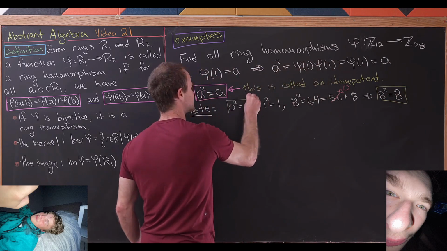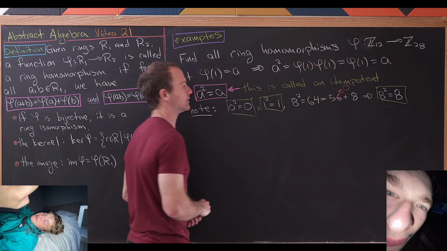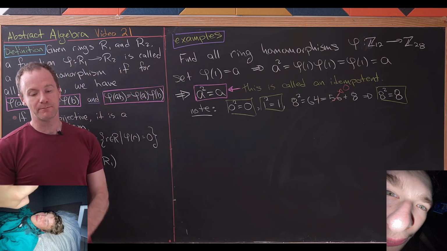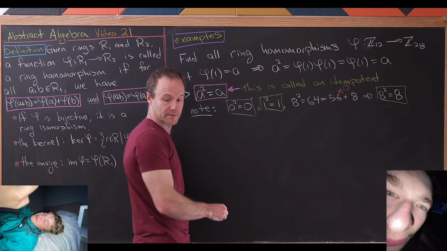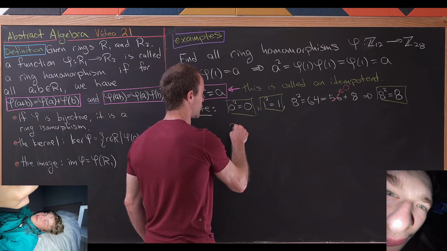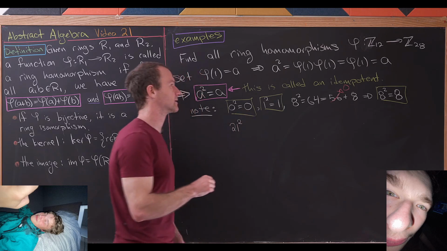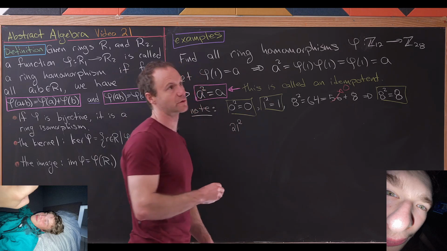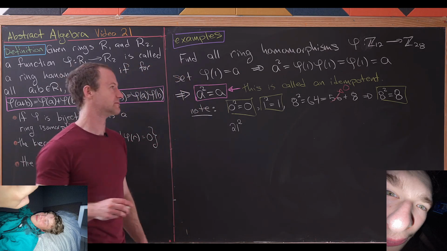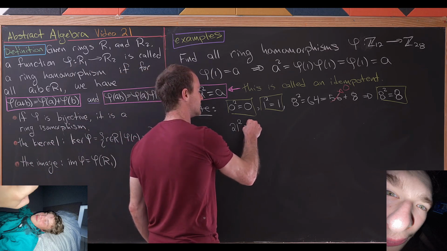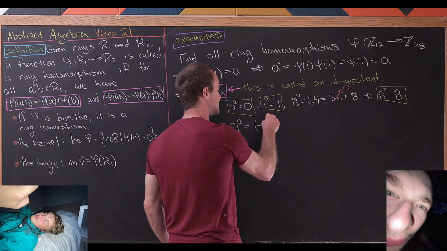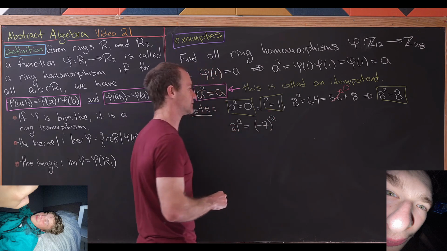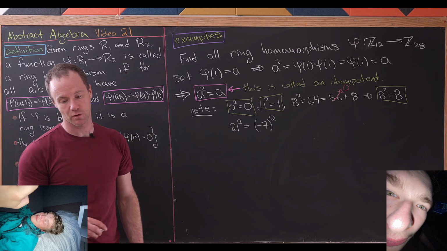Okay, so let's maybe box these idempotents. So we've got 3 so far, but in fact, there's one more. And that is 21 squared. It might seem kind of hard to square 21 by hand and then reduce it mod 28, but there's a trick that we can do. 21 is the same thing as negative 7 in Z28, so we might as well look at negative 7 squared.